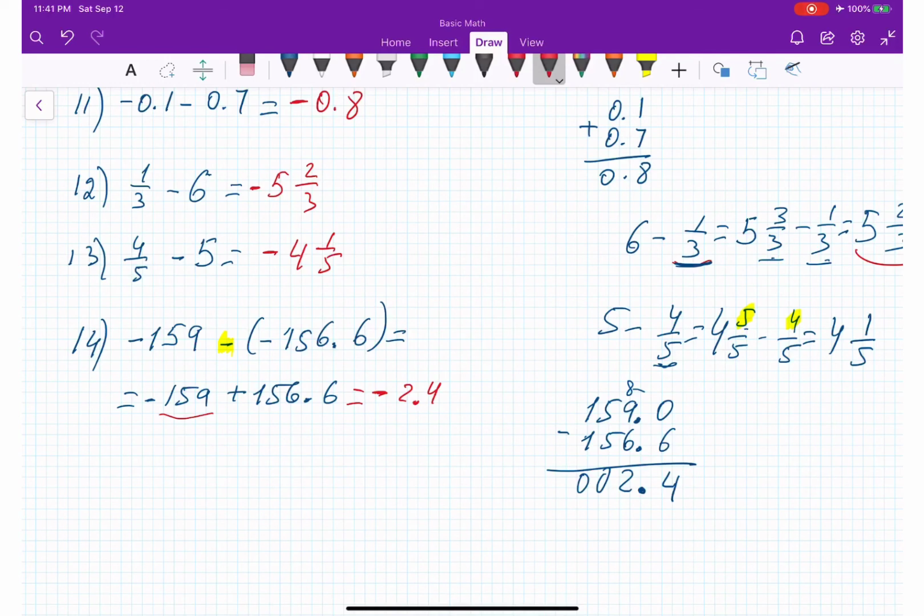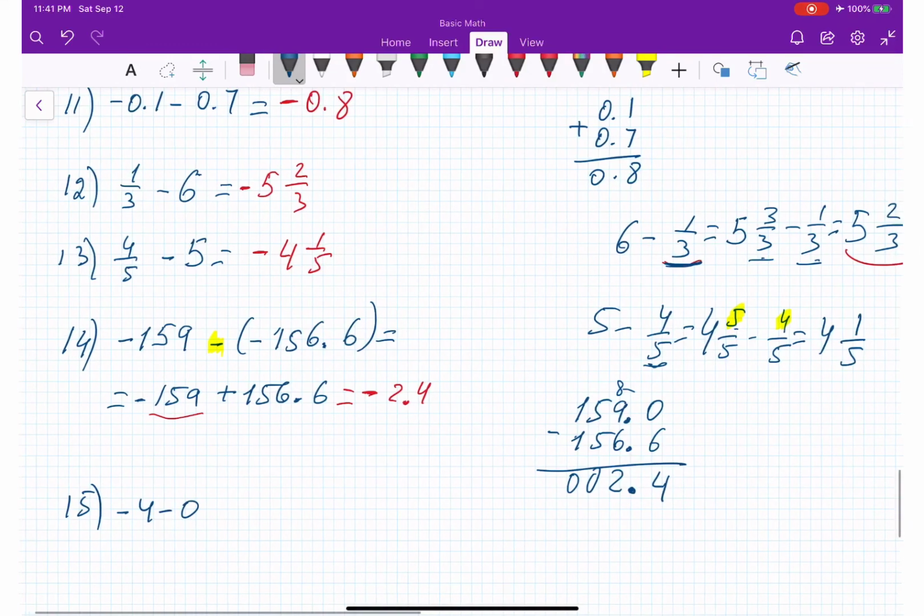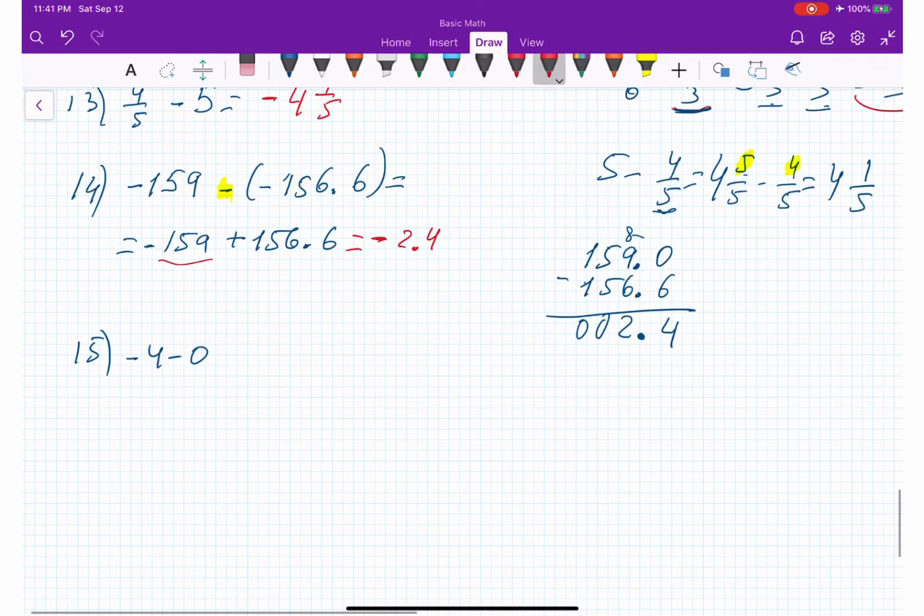Question number 15. Negative 4 and minus 0. Well, no question. Negative 4. Question number 16. Negative 7 minus 5.061. 5.061. Both of them are negative, which means we are going to add.